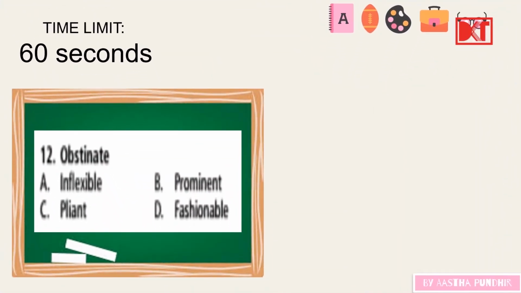Alright, here the next word we have is obstinate. The options here are inflexible, prominent, pliant and fashionable. Now here, obstinate actually refers to someone who is stubborn. You're trying to persuade someone or something, but not ready to change. All right, so the antonym could be pliant.